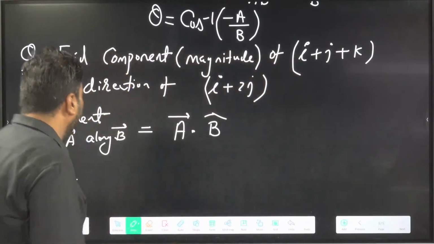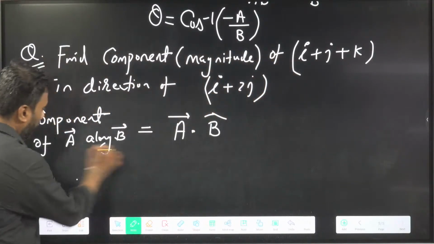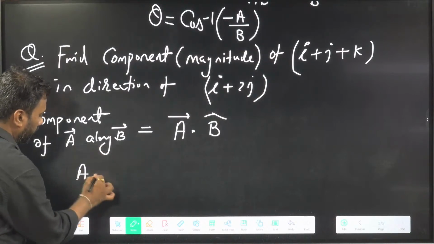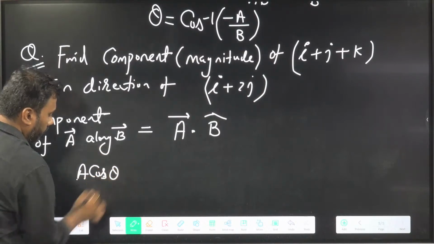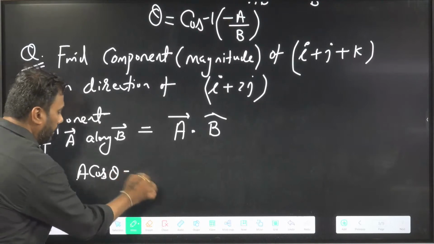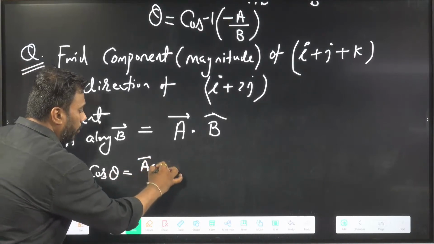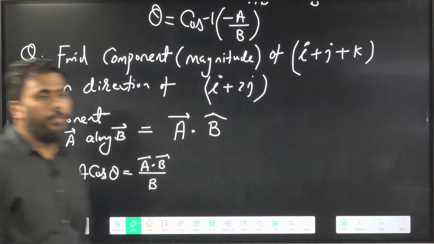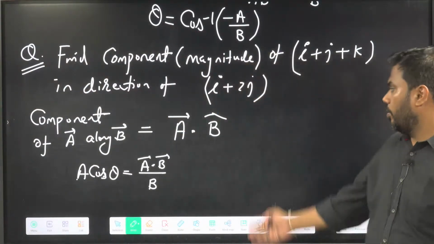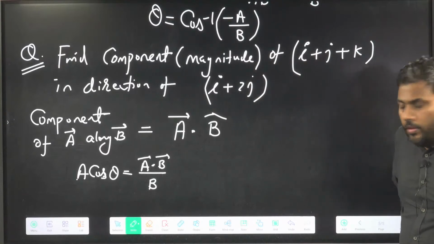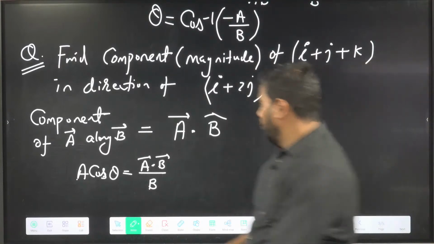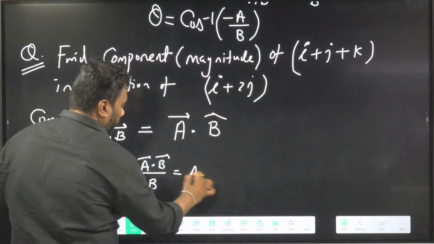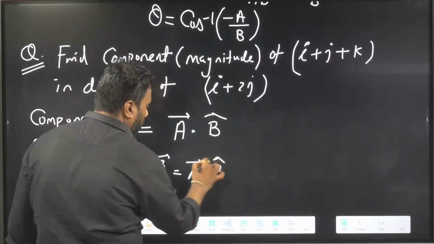How does this formula come about? The component of A along B is nothing but A cos theta. And that will be equal to A vector dot B vector upon magnitude of B. B vector upon the magnitude of B is B cap. So this is A vector dot B cap.